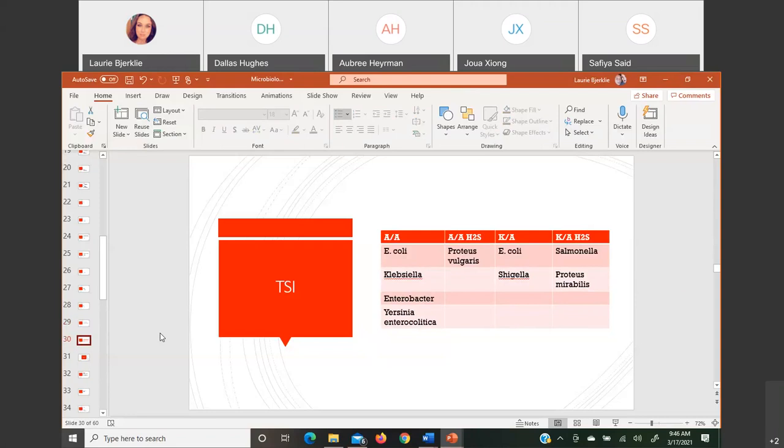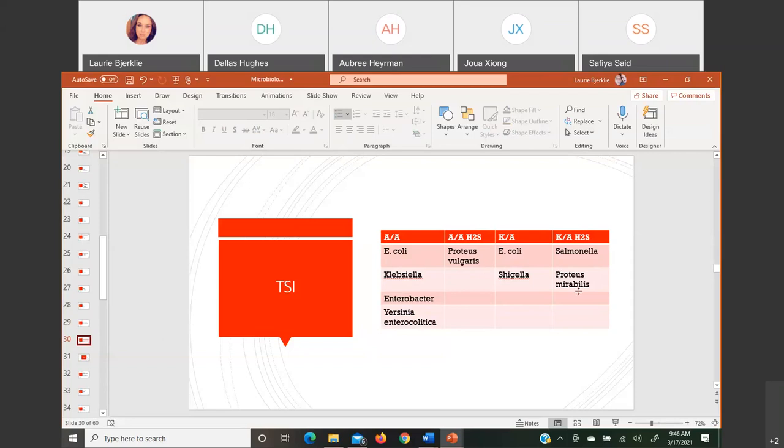coli, or Shigella, because Shigella and Salmonella are non-fermenters, so they should never be in the A over A category, if you think about it. Shigella and Salmonella are non-lactose fermenters, so they can't be in the A over A category because they can only really ferment glucose. So they should always be in the K over A. Salmonella produces H2S, whereas Shigella does not. So hopefully that helps a little bit there.